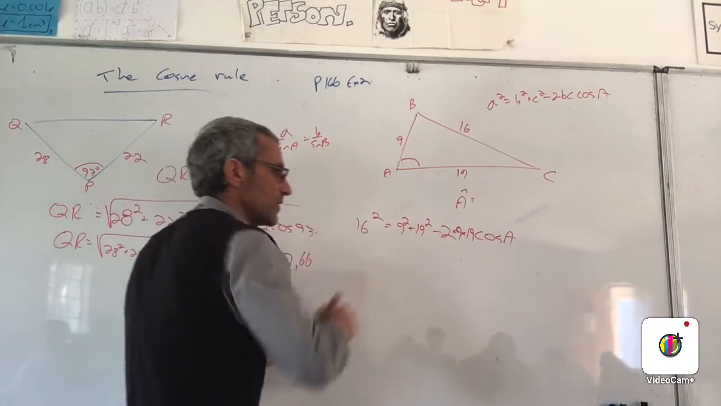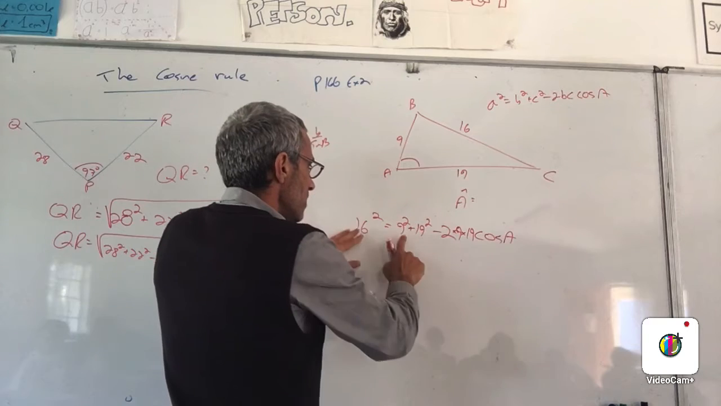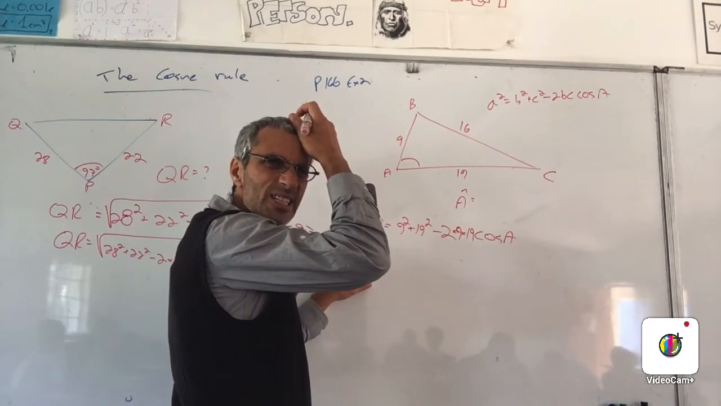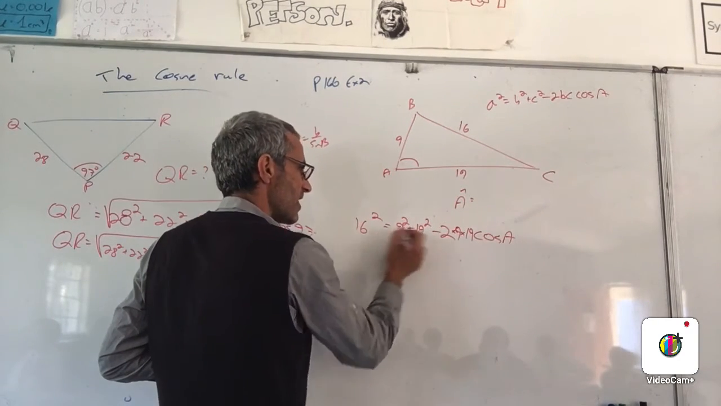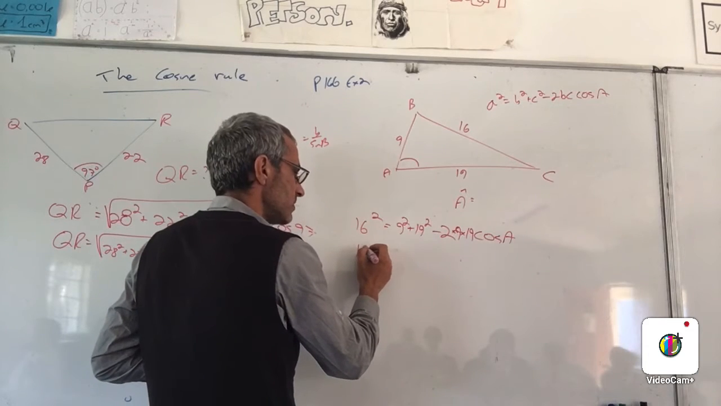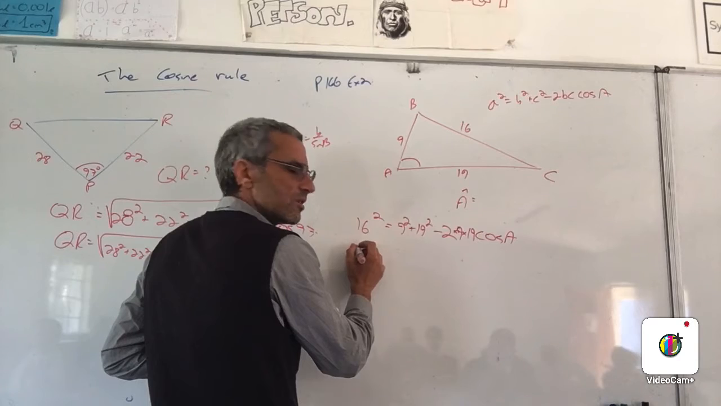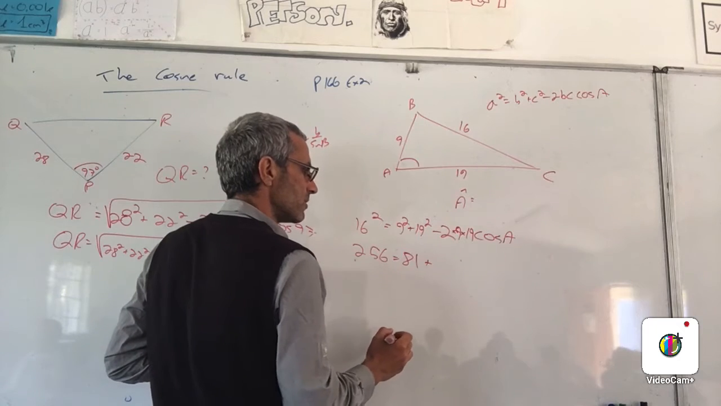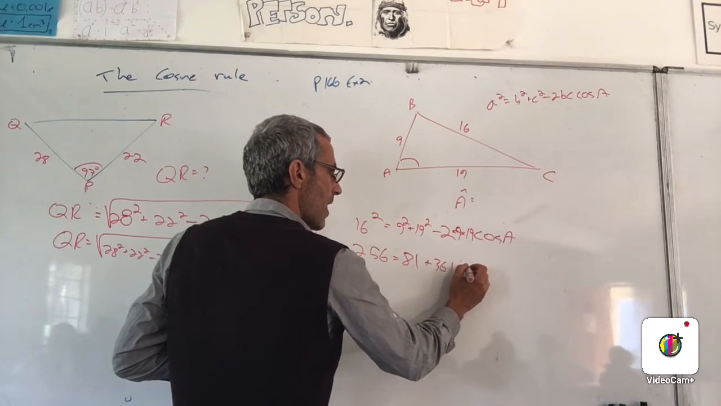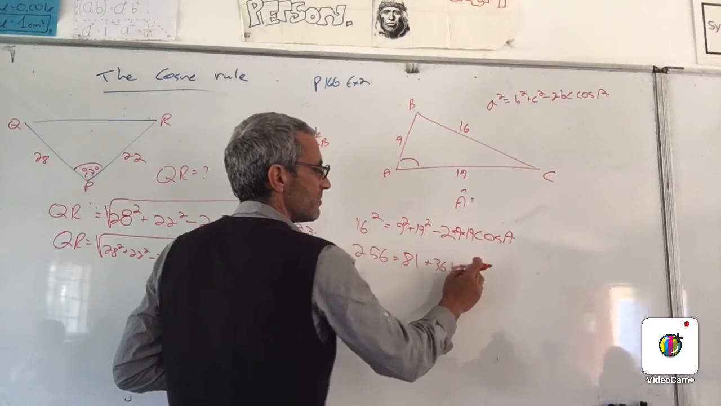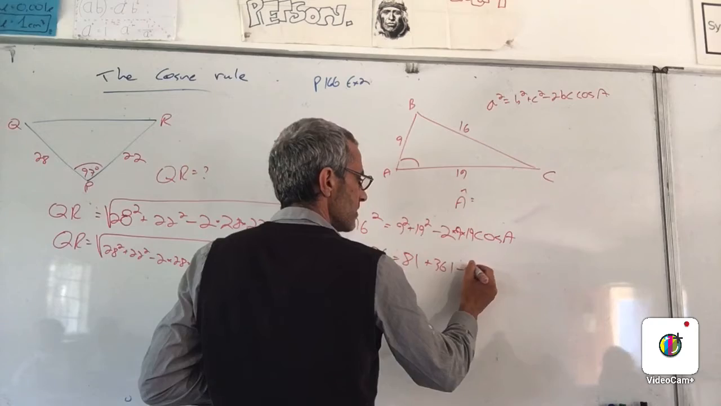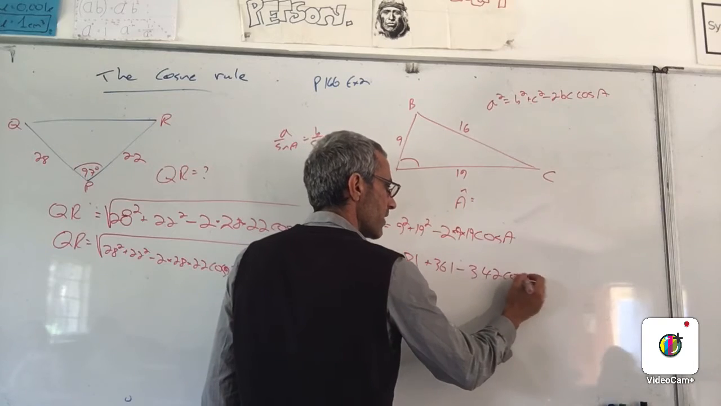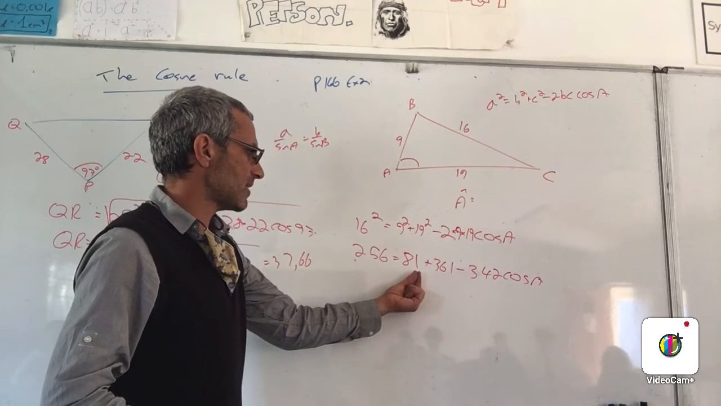Now we want to find cos A. We can use the calculator for these if we want. What is 16 squared? 256. 9 squared is 81. 19 squared? 361. Minus 2 times 9 times 19, which is 18 times 19. 342. So minus 342 cos A.